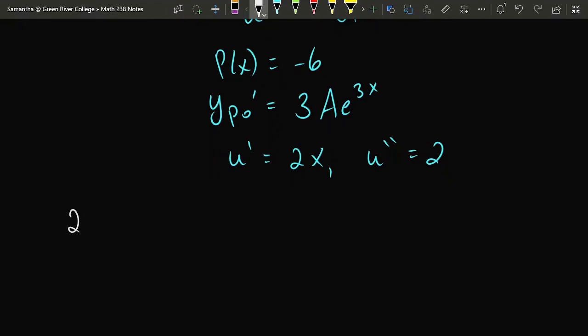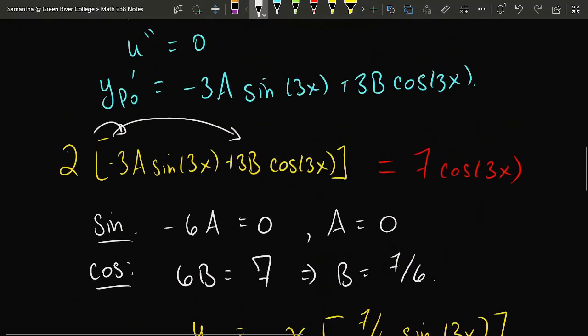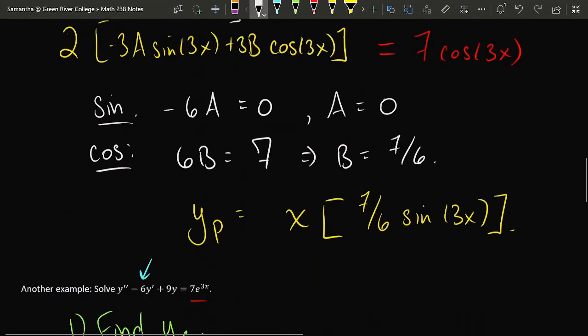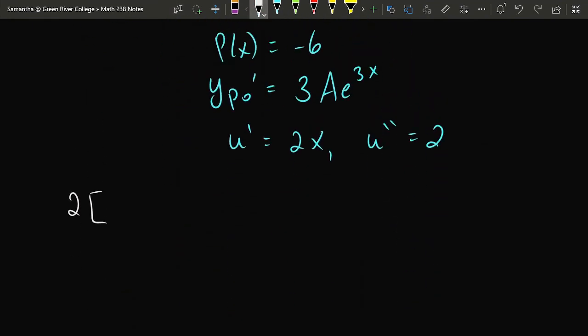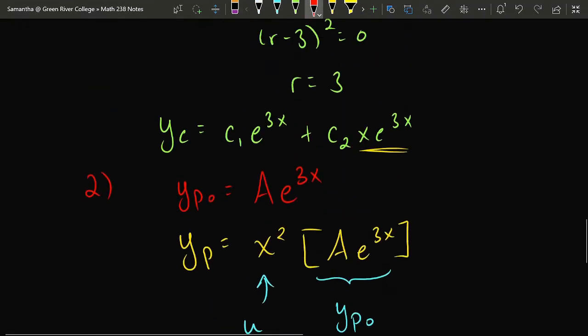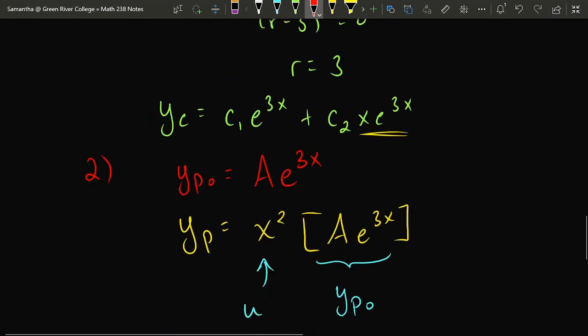U double prime would be 2, and that would be multiplied by, let's review our shortcut formula, U double prime is multiplied by our initial guess. So u double prime is multiplied by a e to the 3x. And then we have plus u single prime, 2x, multiplied by the quantity 2 times yp0 prime plus p of x, which is -6, times yp0. That's the left side of our differential equation, and on the right side, we want it to be equal to 7e to the 3x.